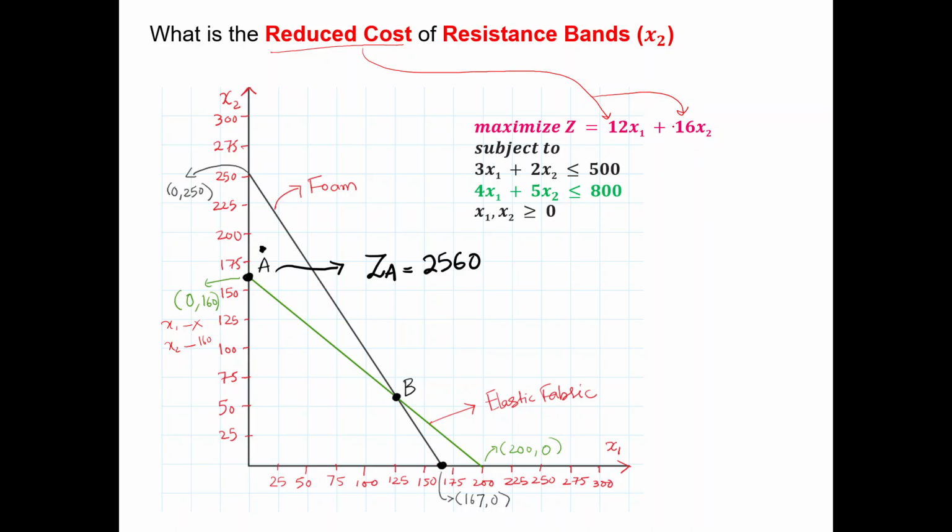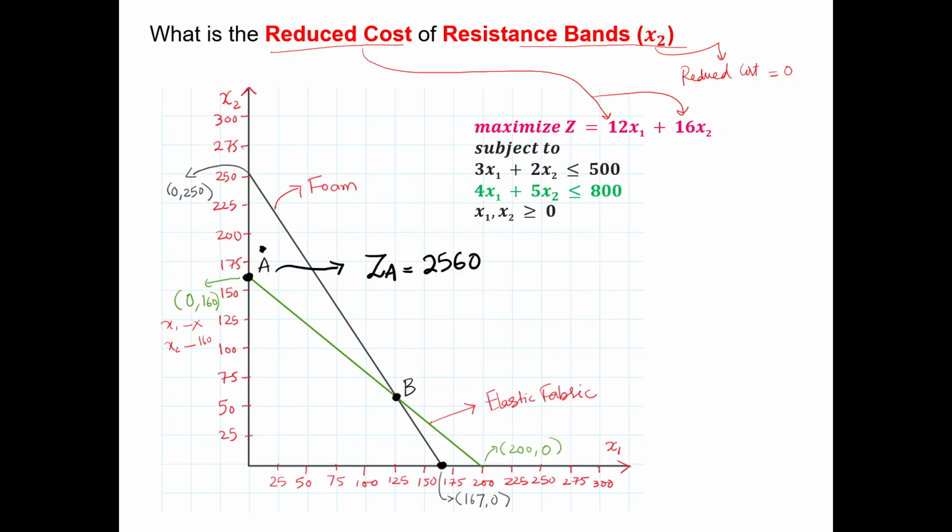Since, as you can see in the heading, I am first dealing with x2, that is the resistance band, and it is already present in the optimal solution. It has a value of 160. So if a variable is already present in the optimal solution, then its reduced cost is 0. That's pretty straightforward. So for x2, the resistance band, reduced cost is 0.